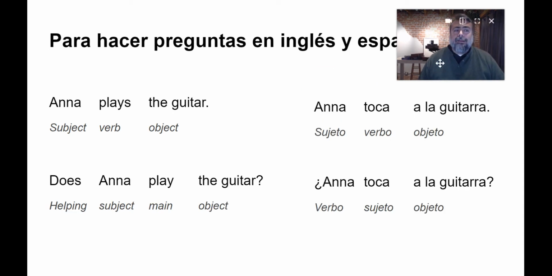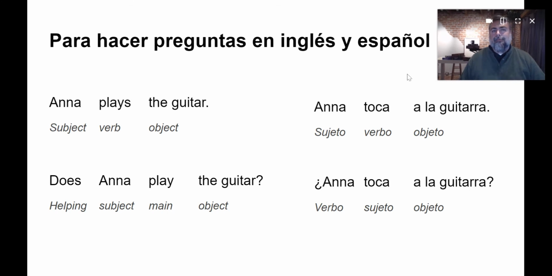Pero para hacer preguntas, to make or ask questions, en inglés y español, nosotros necesitamos empezar con un verbo. We need to start with a verb.